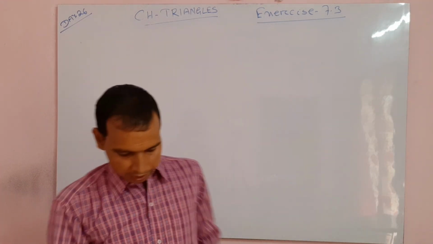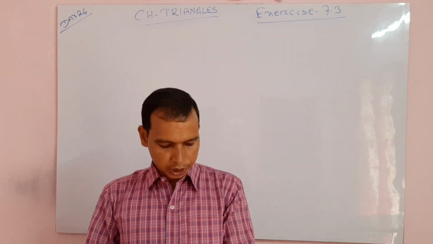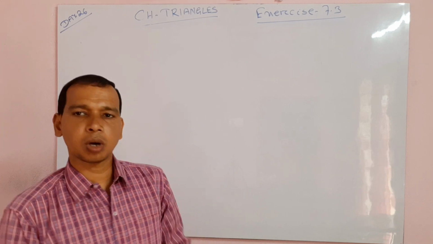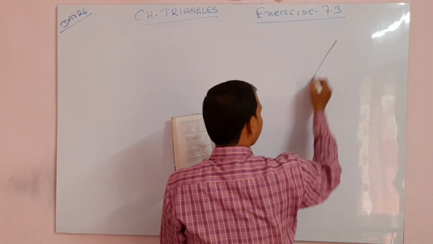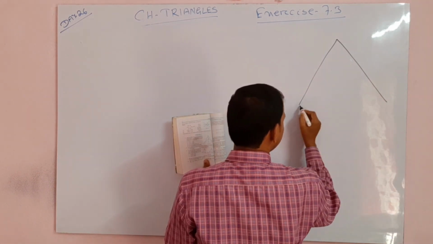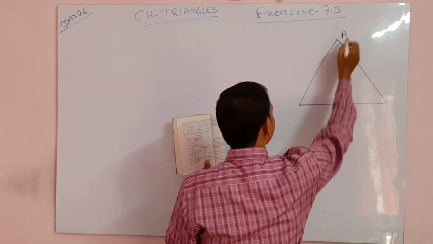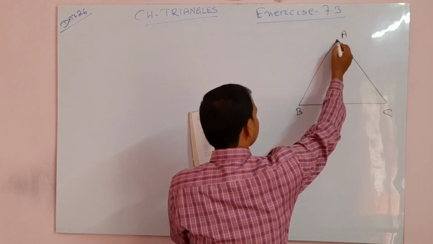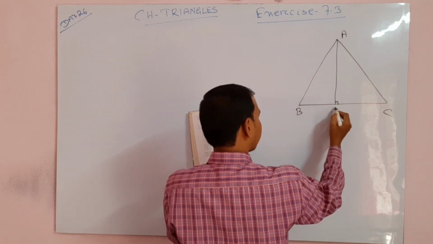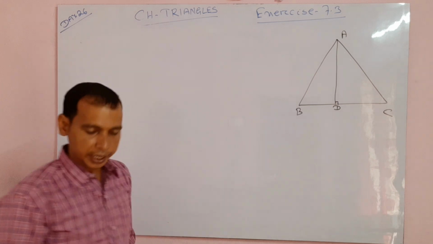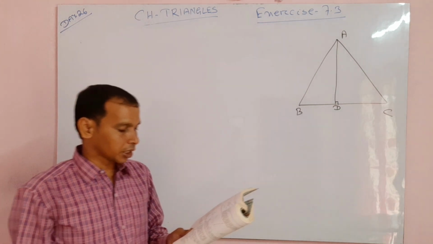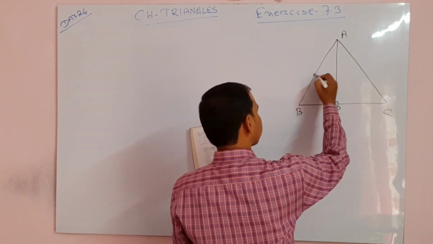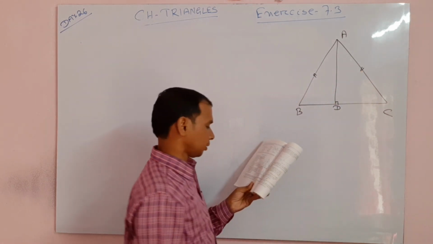Number 2: AD is an altitude of an isosceles triangle ABC in which AB equals AC. Mark here, ABC is a triangle. AD is the altitude of an isosceles triangle. Altitude means it touches the ground at 90 degrees. This one, AB equals AC.